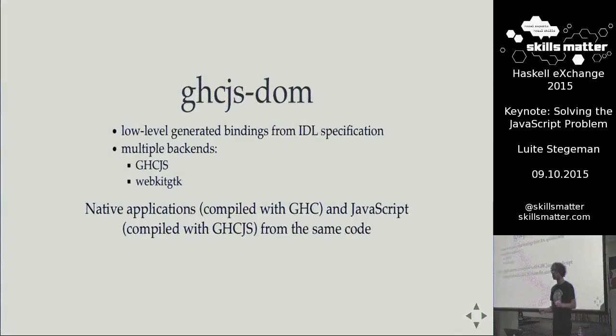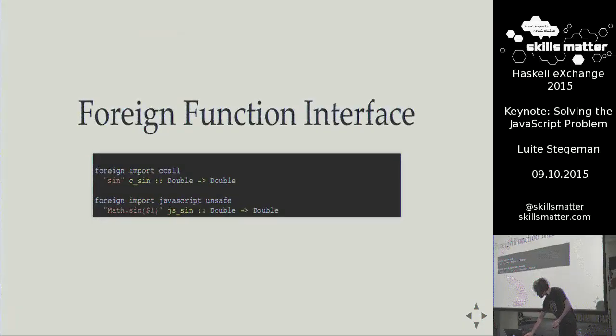ghcjs-dom is bindings for the whole DOM API generated from IDL specification. It has WebKit GTK and GHCJS backends, so the name is a bit not quite right. But the idea is that if you use this to talk to or manipulate your document, then you can compile a native application with the WebKit library with GHC. You get faster code, a native program, and if you compile it with GHCJS with exactly the same source code, you get a website, something that can be run in the browser at least. But everything in the end comes down to the foreign function interface.